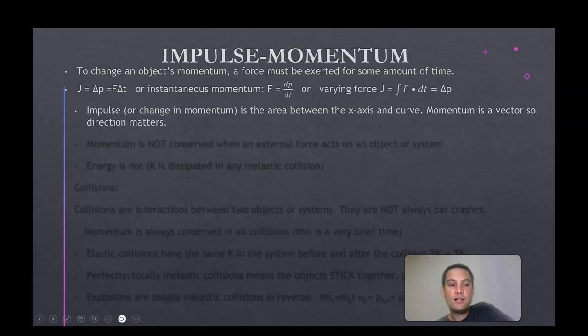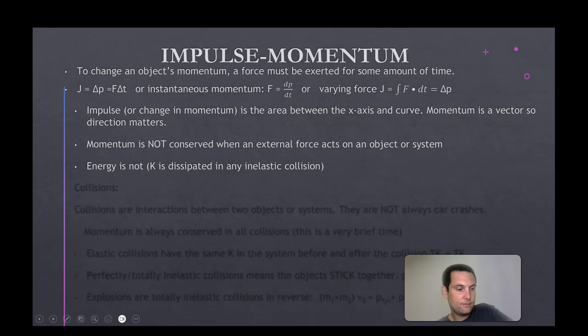Momentum is not conserved when an external force is acting on an object or system. Energy is not necessarily conserved in collisions. Usually we have to figure out the type of collision based on whether kinetic energy was conserved or not. Kinetic energy can be dissipated in any inelastic collision.